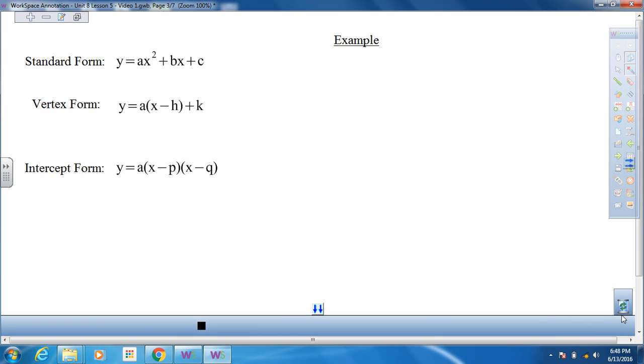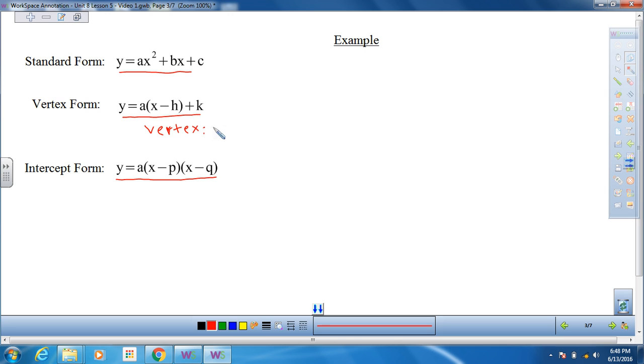Okay, so there are 3 main forms. We have our standard form. Vertex form is what we're going to look at in this video. And then we'll look at intercept form a couple videos later. So vertex form, what we're going to look at now, tells us what our vertex is. So remember, the vertex is that starting point.